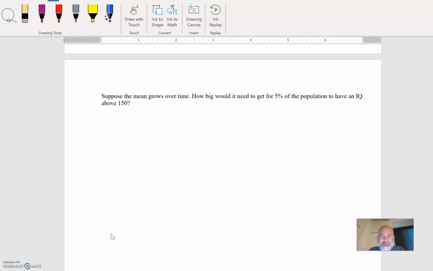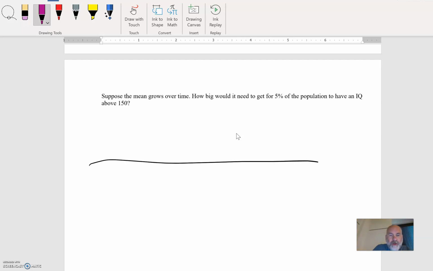Okay, AP Stats, we're going to finish up these problems here. So next one, suppose the mean grows over time. How big would it need to get for 5% of the population to have an IQ above 150? So let's draw the picture. Oh shoot, I don't even know what to put in the middle here. It's the mean, but I don't know what the mean is.